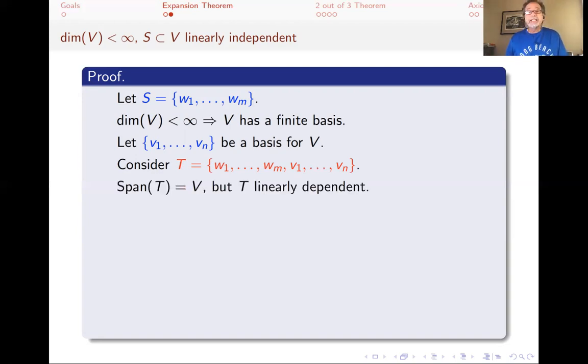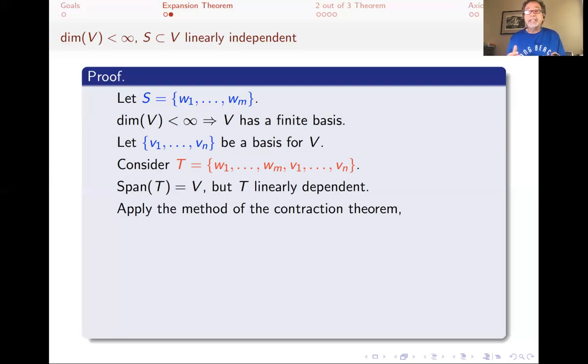Well, this set still spans V. The reason is that it has a whole basis in it. So of course it spans V. It has way too many elements. It didn't even need any of the W's to span V. But it's also linearly dependent. Why? Well, because any one of those W's can be written as a linear combination of the V's because the V's were a basis. But because it's linearly dependent, we can use the method of the contraction theorem and turn it into a basis.